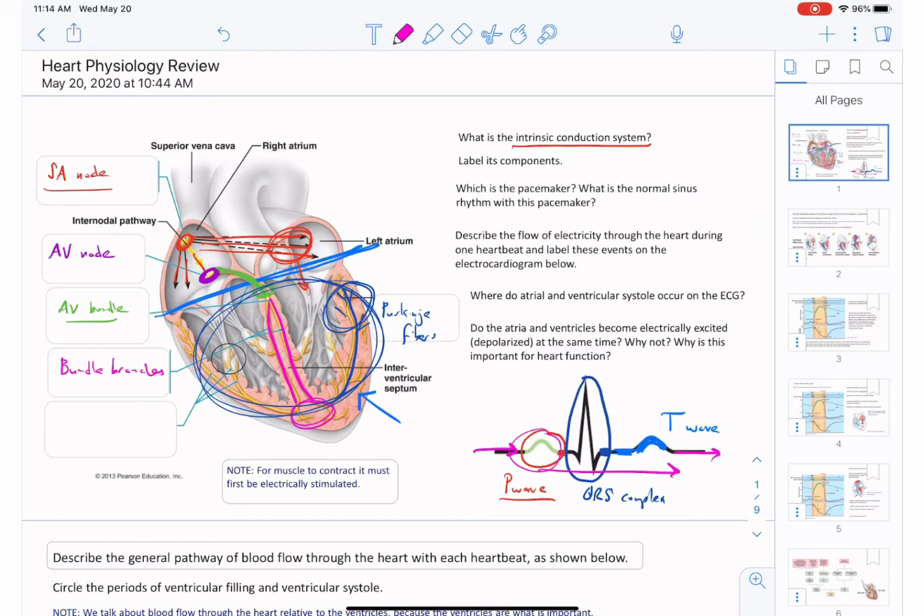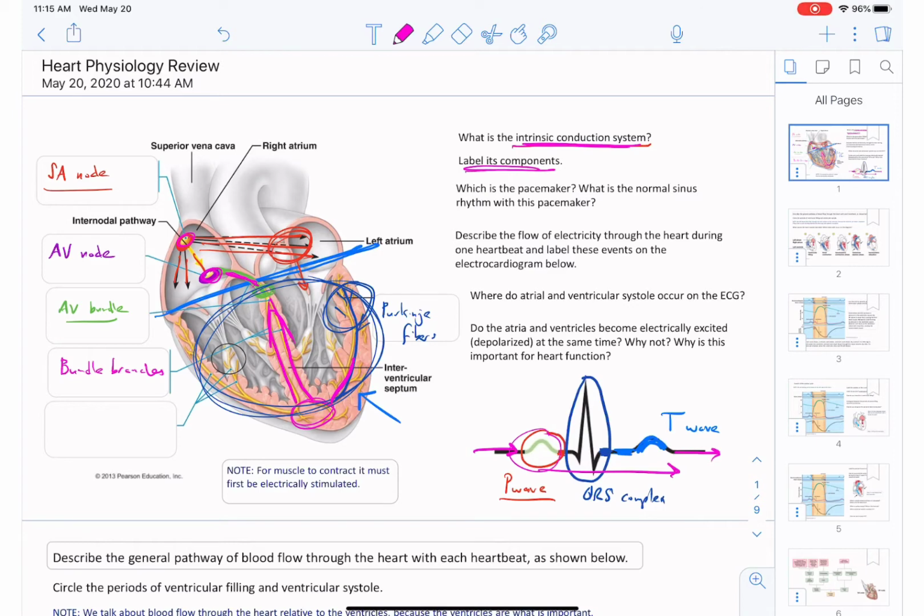All right, let's go and make sure we answered all these questions. What's the intrinsic conduction system? That's the electrical system within the heart that's going to cause the heart to contract. Label its components. We did that. We have the SA node, AV bundle, bundle branches, and then the Purkinje fibers.